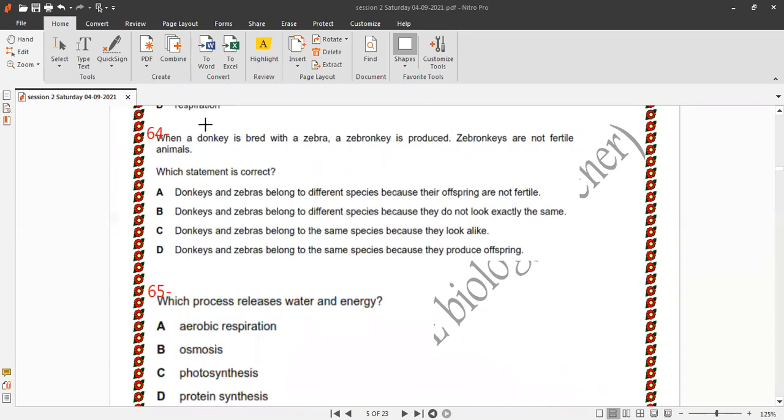Which statement is correct? A, donkeys and zebras belong to different species because their offspring are not fertile. B, donkeys and zebras belong to different species because they do not look exactly the same. C, donkeys and zebras belong in the same species because they look alike. D, donkeys and zebras belong to the same species because they produce offspring. Okay, what is the correct answer? A. Because donkeys and zebras belong to different species because their offspring are not fertile. Because he said the donkey is produced and is not fertile.